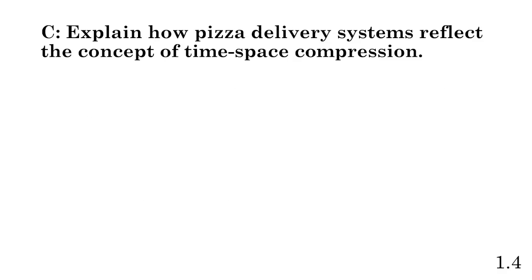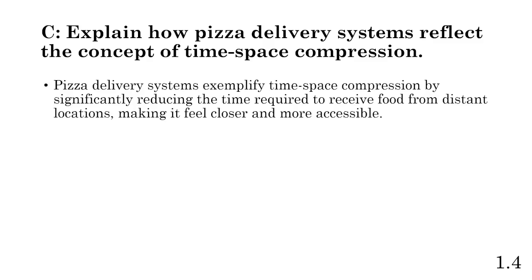All right, here's part C. Explain how pizza delivery systems reflect the concept of time-space compression. So we're just applying it to the concept in the FRQ. And you will do this on the AP exam, probably on every FRQ to some extent. So this is something you've got to get a little good at. The first one: the pizza delivery systems exemplify, you can say show or demonstrate. I just wanted to be fancy and use exemplify.